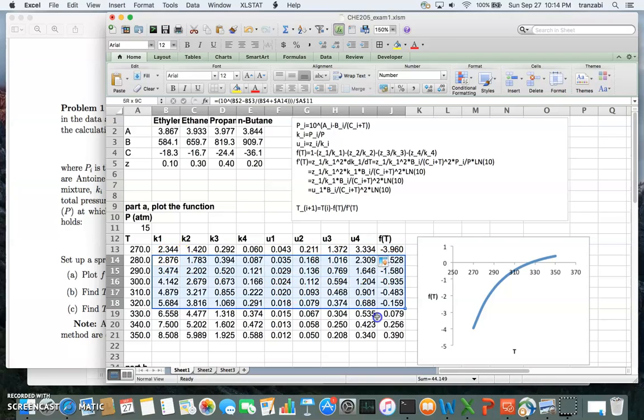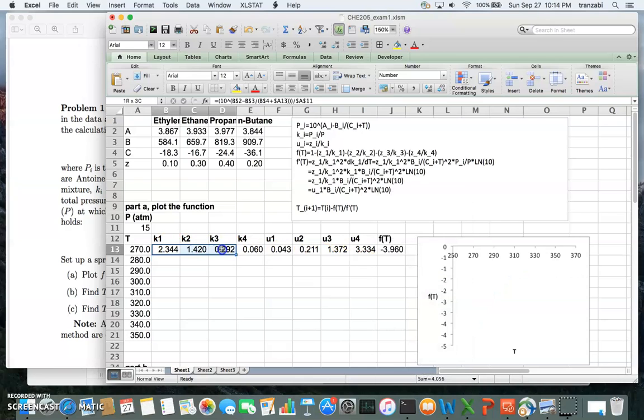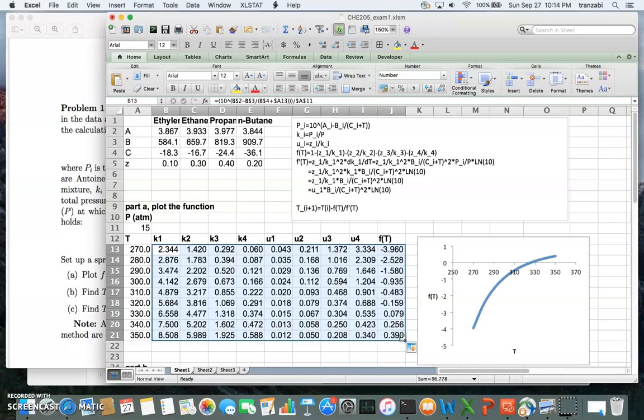Let me clear this up. So I highlight all these cells and drag all the way down. There you go. So you get the curve. It should be looking like this, where it hits the x-axis almost close to 330 degree Kelvin. So that's perhaps the root. We're going to see it in part B and C.